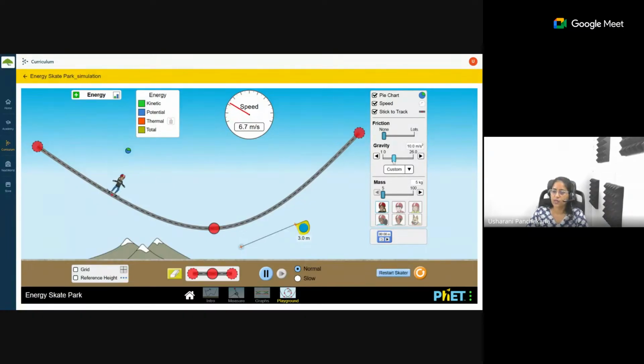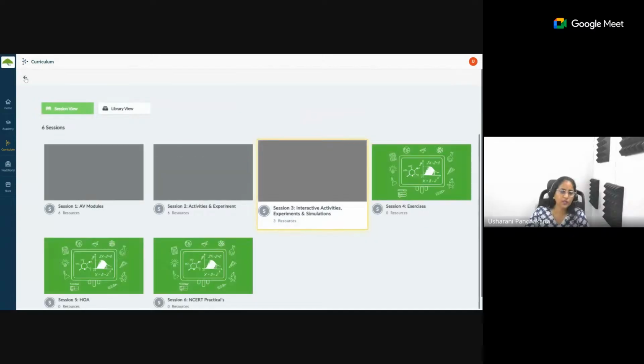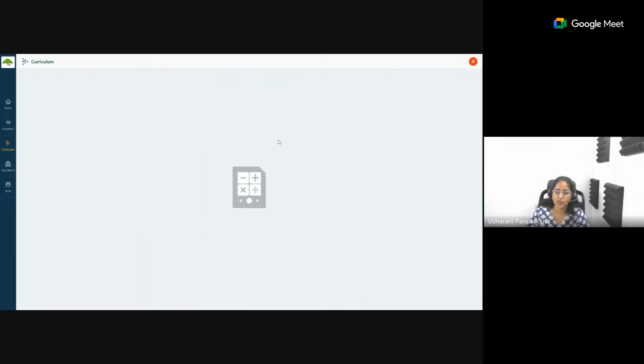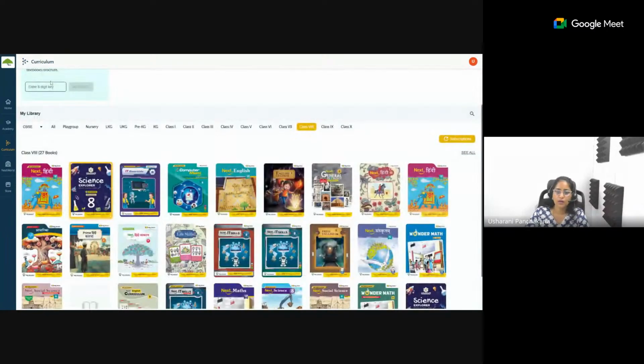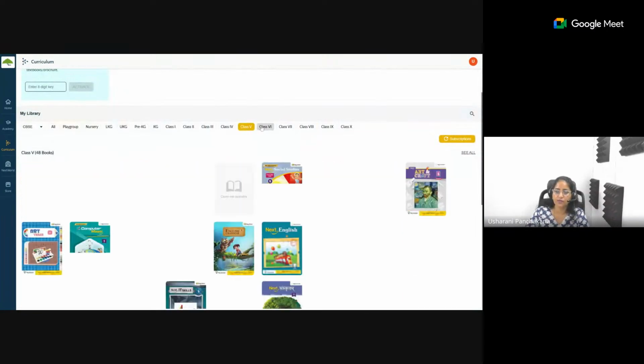Let's see what happens when the gravity is 0. So it's just flying in the air. Okay, so this is how you can check it, and I'll show some more interactive activities from the lower grades even. So this is from the higher grade, which I've taken, maybe from grade 5.